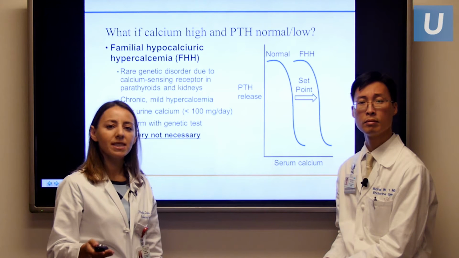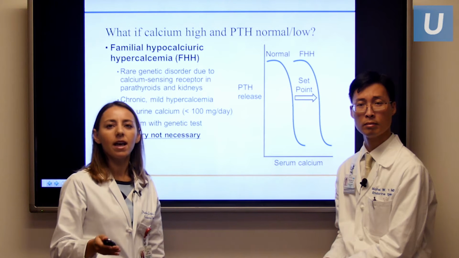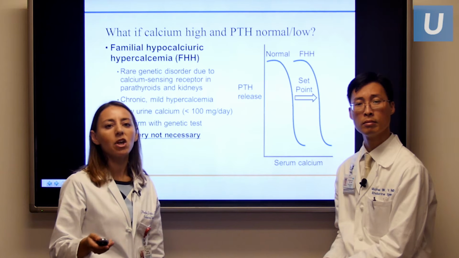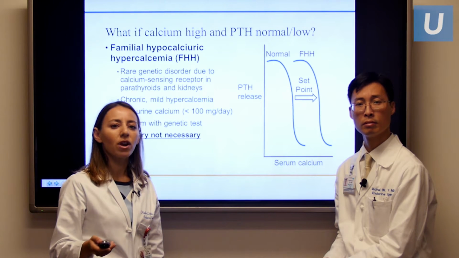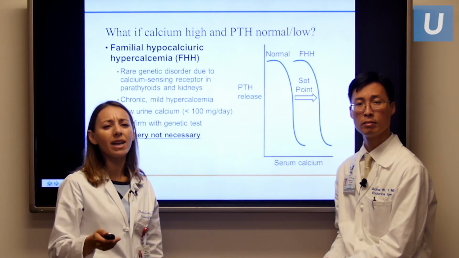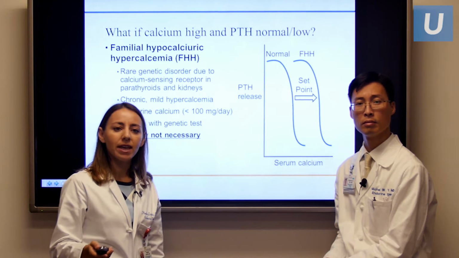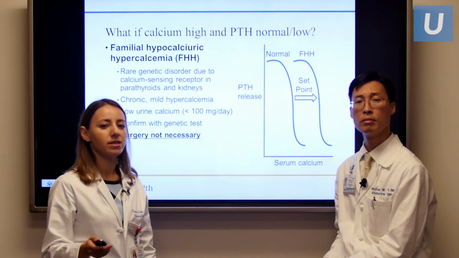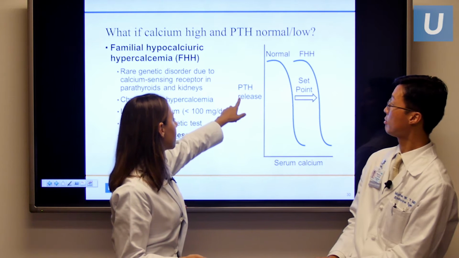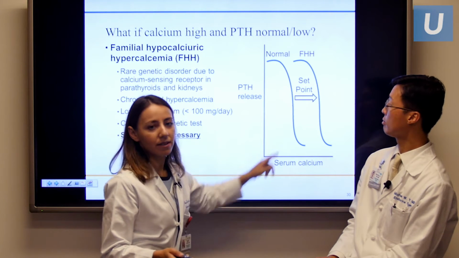Now, what if the calcium is high and PTH is normal or low? We do get some patients that have this where the diagnosis can become a little bit more tricky. What's often brought up in this case is something called FHH, or familial hypocalciuric hypercalcemia. This is a very rare genetic disorder. It occurs in about 1 out of 80,000 patients. It's due to a calcium sensing receptor in the parathyroid glands and the kidneys, and it changes the set points. So this curve here, you can see in normal patients, the relationship between PTH release and calcium. In this disorder, PTH is released at a higher level of calcium.